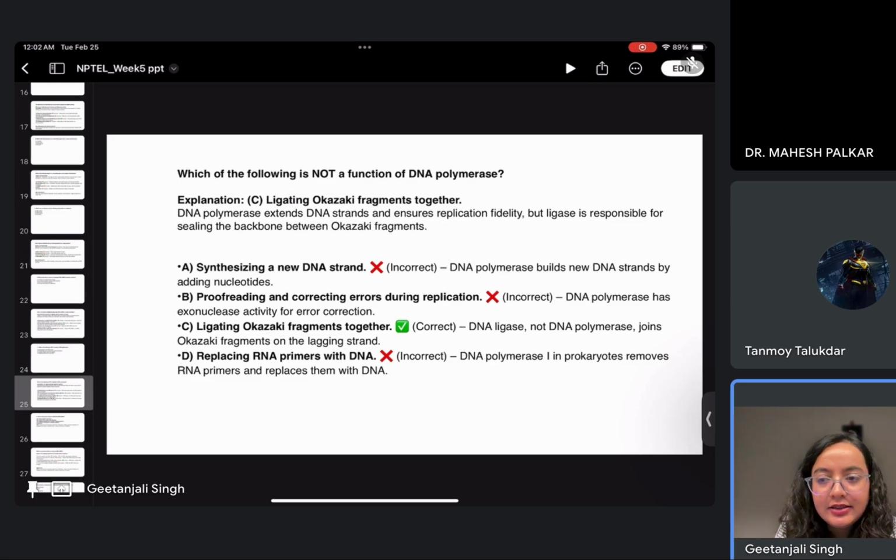So the correct answer is C. Ligating Okazaki fragments together. DNA polymerase extends DNA strands and ensures replication fidelity, that means correctness. But ligase is responsible for sealing the backbone between Okazaki fragments. Okazaki fragments are the discontinuous fragments, and basically ligase is the one that makes it continuous, it joins them. Option A was synthesizing a new DNA strand. This is incorrect.